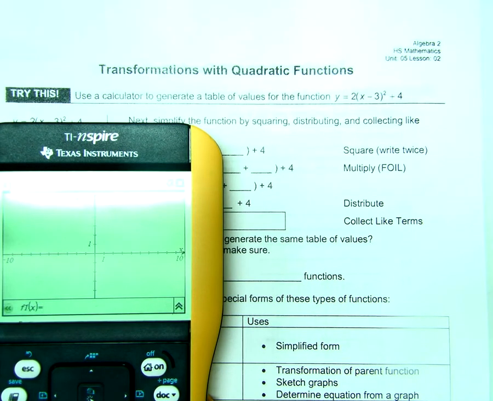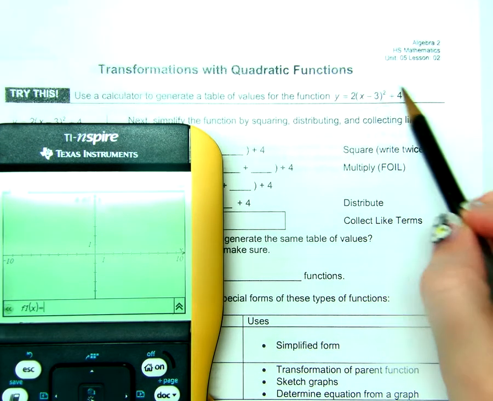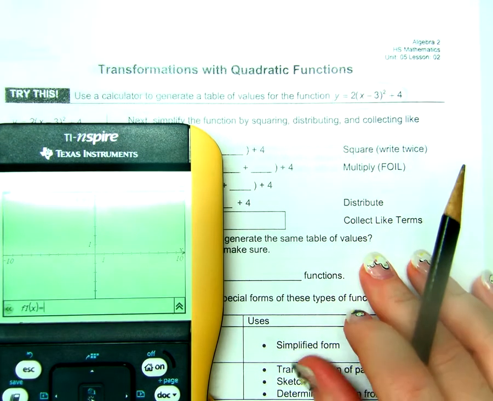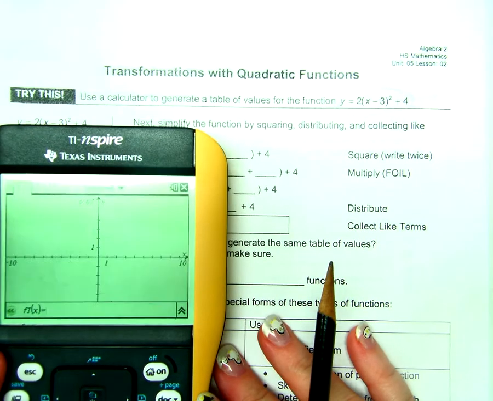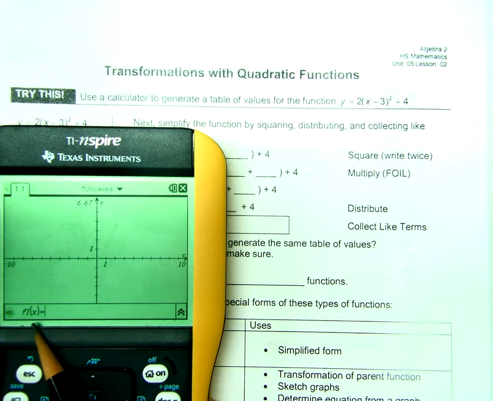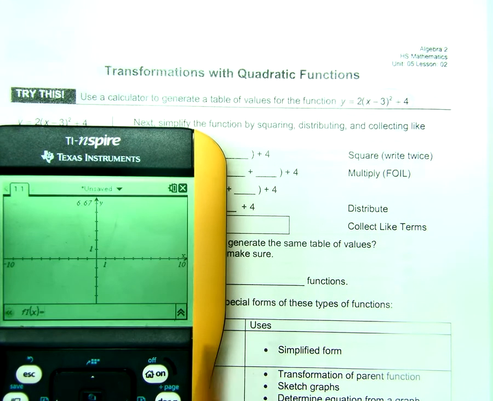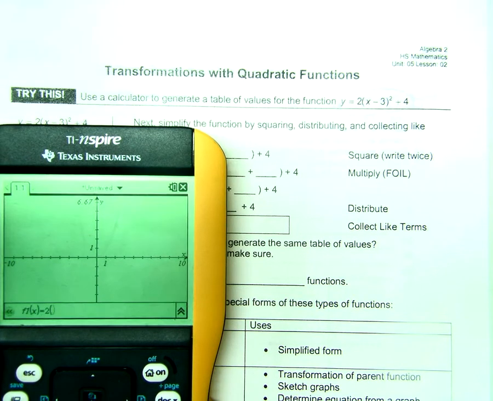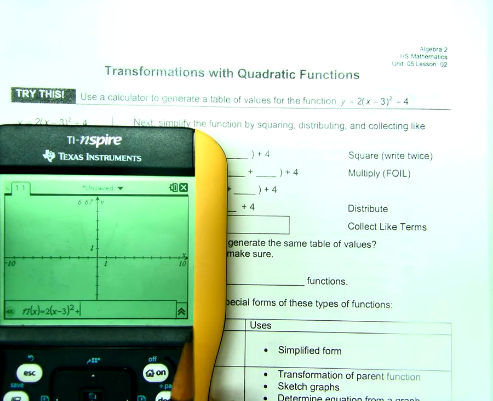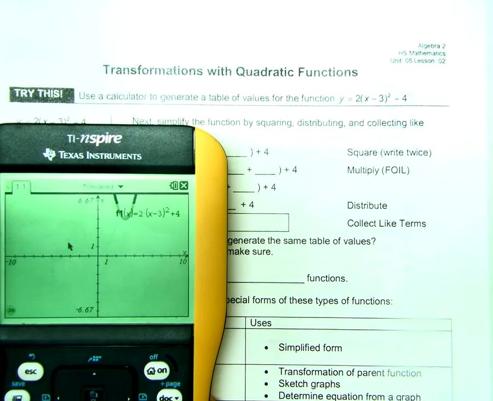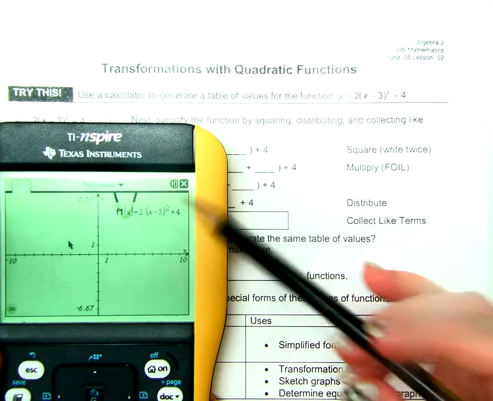Because what we want to be able to do is put this function, this equation, into our y equals and look at its table. So I already have my equation line down here at the bottom, so I can put in 2 times the quantity x minus 3 squared plus 4. Now I can see a picture of the graph and that's all fine and good.